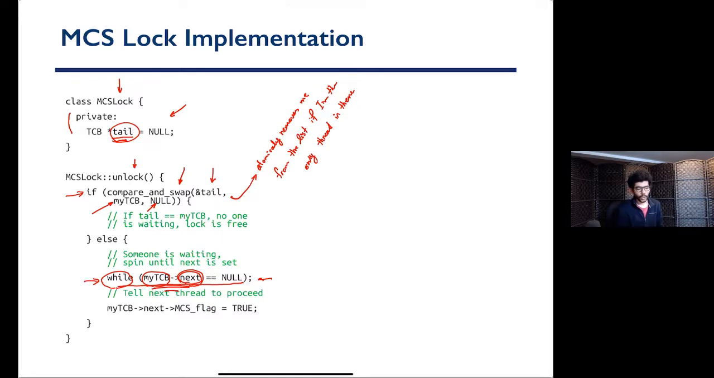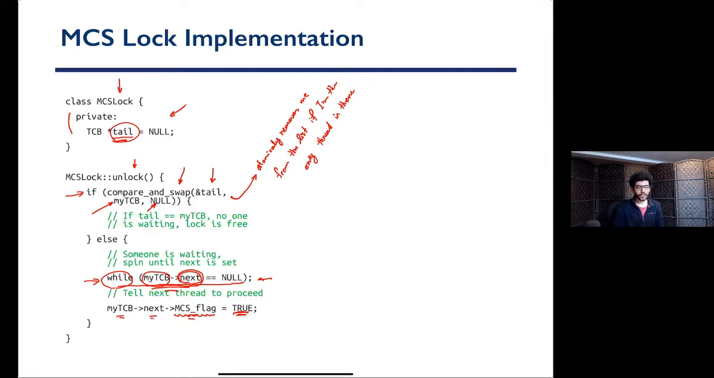And once I know, I set their flag to true. So this is the flag that everybody is going to wait on. So everybody is going to have their own flag. That's why I'm saying this is me, this is the next person in the list, and this is their flag. I make their flag true. So I give them a signal that now you can go.